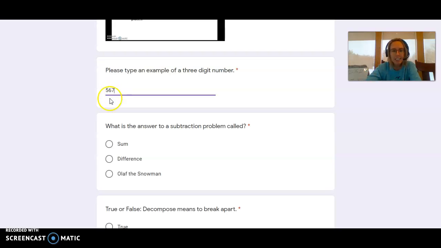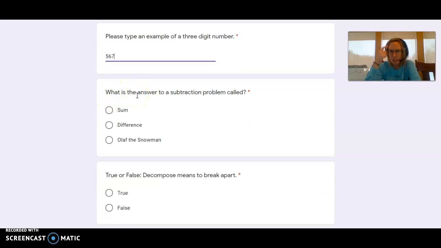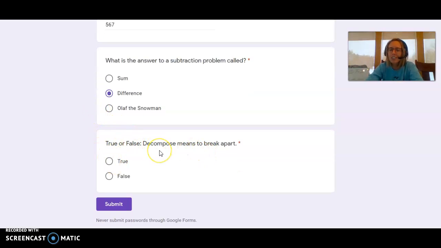3 digits. Excellent. What is the answer to a subtraction problem called? Sum, difference, Olaf the Snowman. Hopefully you said difference. The answer to a subtraction problem is the difference. It's not Olaf.